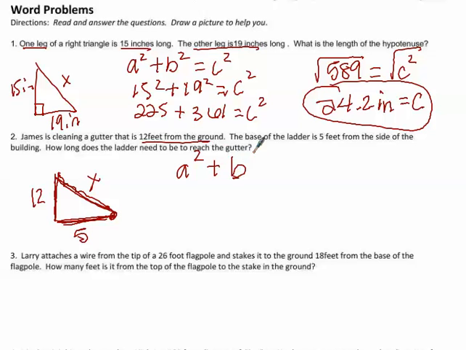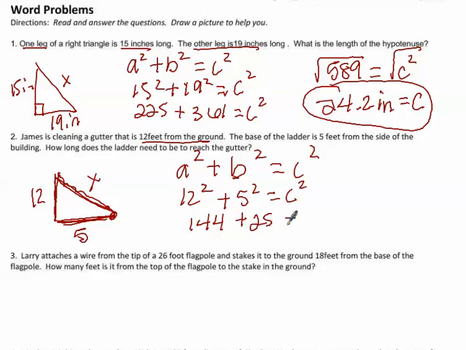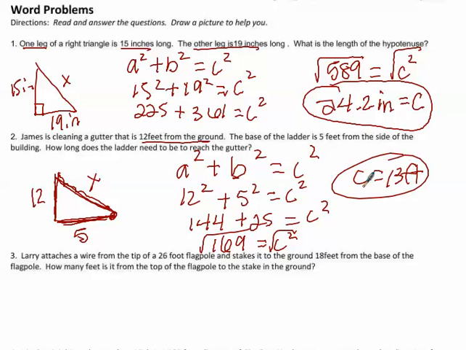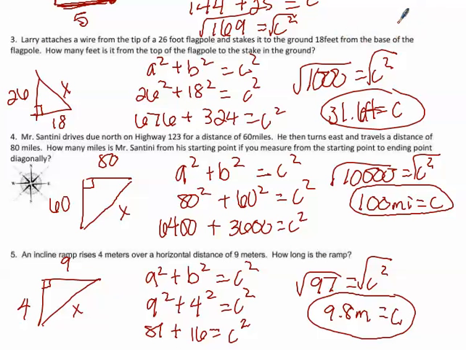Write your formula, a squared plus b squared equals c squared. Plug in your numbers and evaluate for c. The length of your ladder needs to be 13 feet. Circle your final answer. Try problems 3 through 5 after you pause the video and then check your answers. Check your answers with the following and ask your teachers if you have any questions.